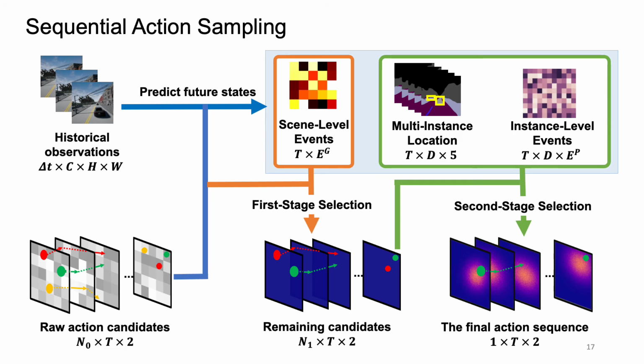This is a figure explaining the introduced planning strategy. The basic idea is to use the low-noise scene-level events to filter out obviously bad action candidates. Then we use the key instance-level events to calculate the second cost function to determine the final action sequence to execute.